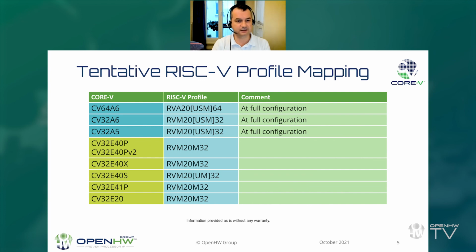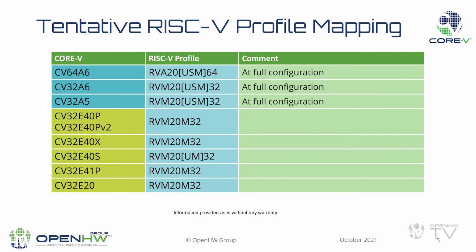The story is almost the same for CV32A5. At full configuration, it supports RVM20 USM32. The Simon Fraser University team has planned to add more extensions to this core. And then when jumping to the embedded cores, all of them qualify to the RVM20M32 family. And worth mentioning is that the E40S also adds the user mode level.